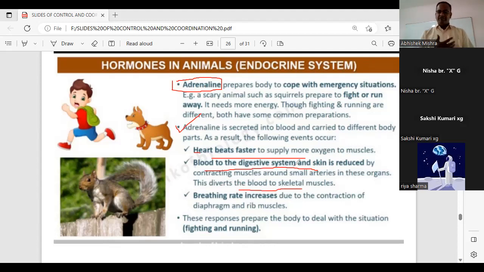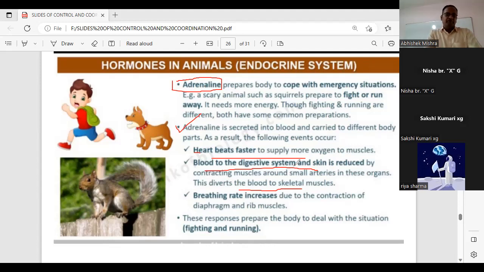Our skeletal muscles become very active, and that is why the blood to the digestive system and the skin is reduced, because at that time we do not require their function so much. We require the skeletal muscles to work more and more. Breathing rate increases due to contraction of the diaphragm and the rib muscles. So all these responses prepare the body to deal with situations like fighting and running. That is why the adrenal gland is called the emergency gland, and adrenaline is called the emergency hormone.